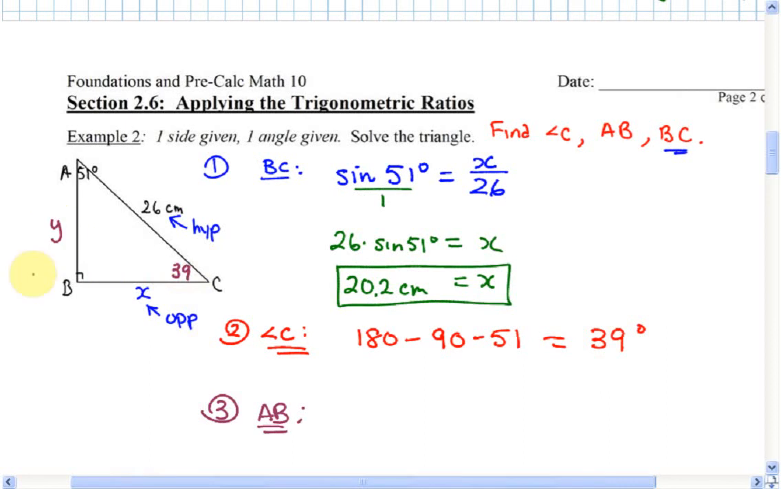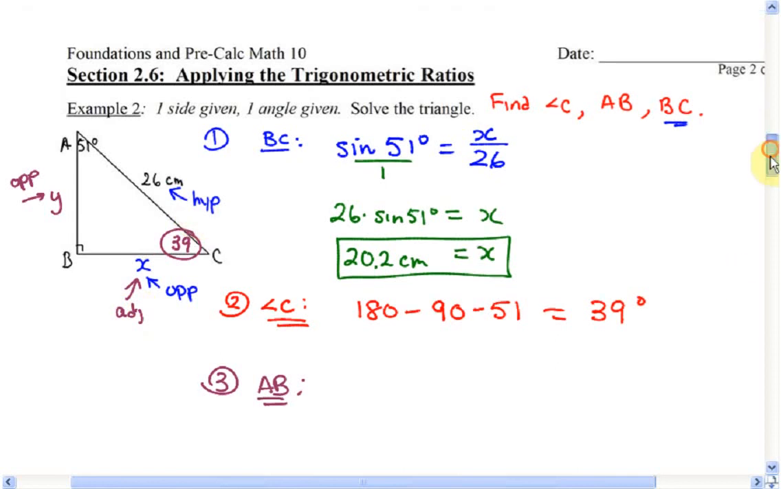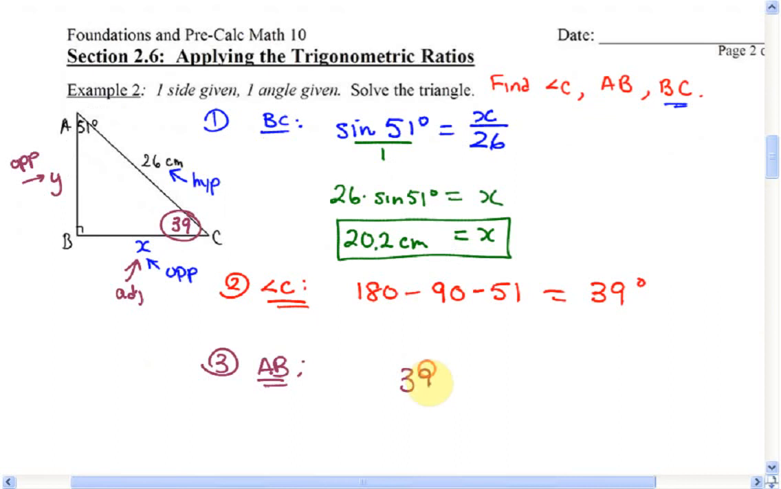Okay, now, once again, you have to be careful because depending on which angle you use, the opposite and adjacent are different. If I were to use 39, then the side over here is called the opposite, and this side down here, which was x, is now called the adjacent. Now, of course, the hypotenuse still stays as is, all right? So if you were using 39, that's great. Now, which ratio would you like me to use?